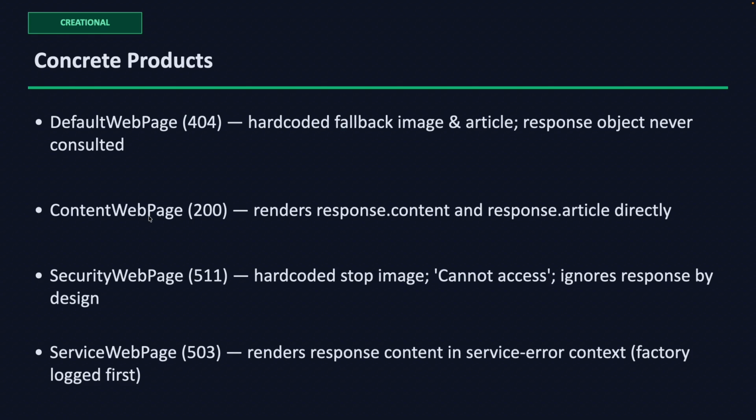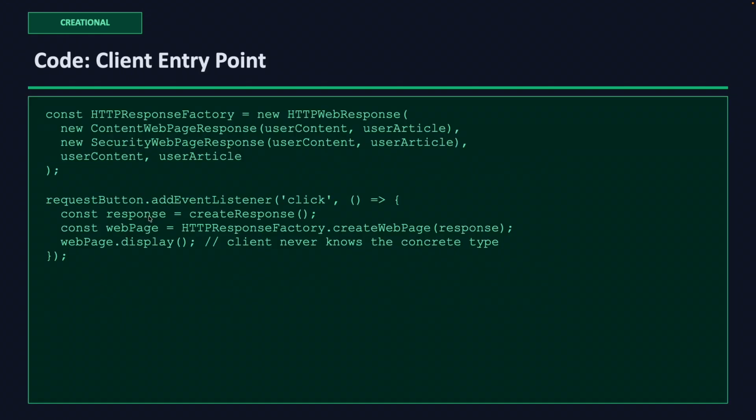If we see a security web page for the 511, it shows a stop image and says it cannot access, regardless of what came in the response. The access is blocked, so the response content is irrelevant. And the service web page, the 503, renders the response content in the service error contents. So it's similar to the content web page, but created by the service factory, which means that the logging side effect ran first.